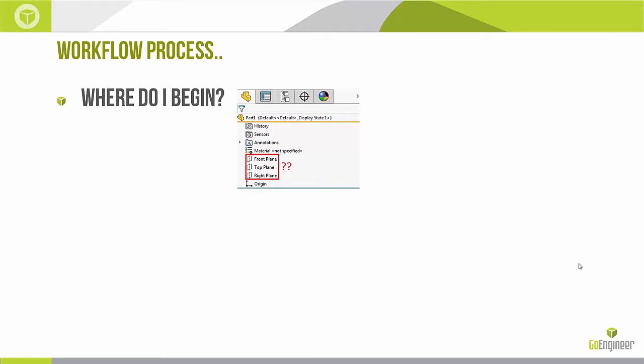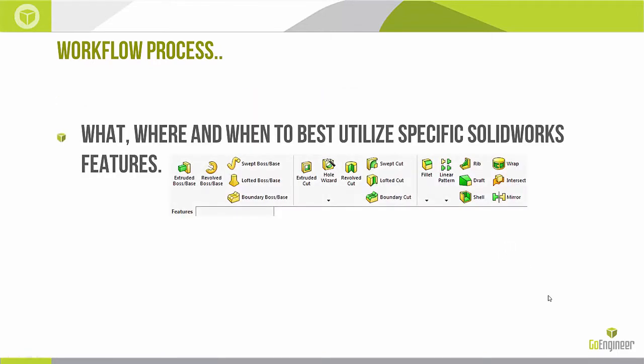So in today's workflow process, where do I begin? Establishing if we want to start on the front plane, the top plane, or the right plane. What, where, and when to best utilize specific SOLIDWORKS features. For today's example, we are going to be focusing on the extruded boss base as well as extruded cuts. We do have some revolved boss base features and some swept boss base as well, as indicated down in this area right here.